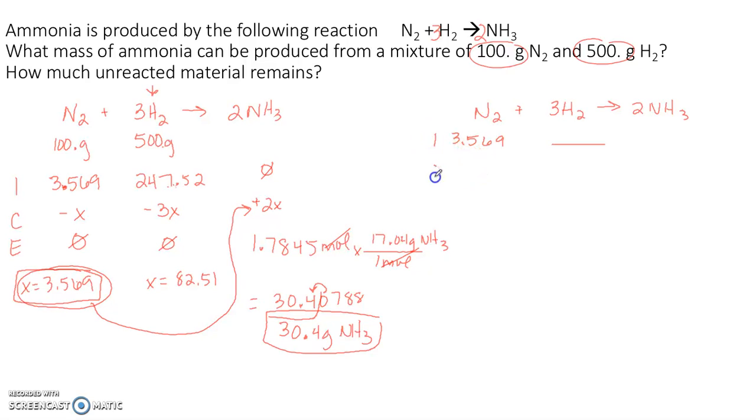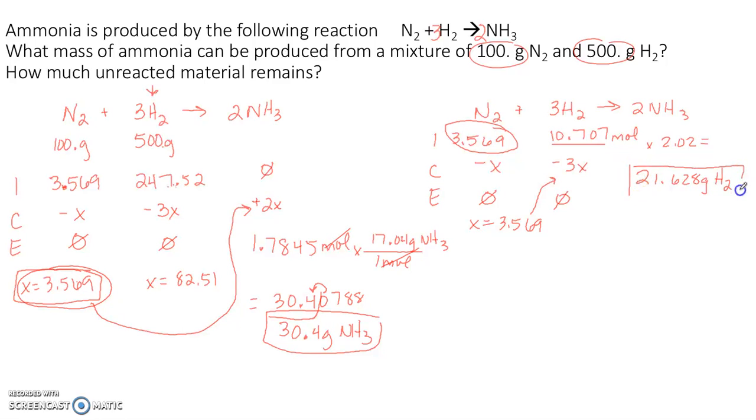Okay, my change is still going to be negative x and negative 3x, and I'm hoping that I end up with 0 here because I'm going to use all of both of them. Okay, so just solve for x, which x is going to be equal to 3.569, and if we plug this in here and we multiply that by 3, we get 10.707. Okay, but remember, that's moles of H2, and we don't want moles of H2, we want grams of H2. Okay, so we're going to multiply that by 2.02, which is going to give us 21.628 grams of H2.